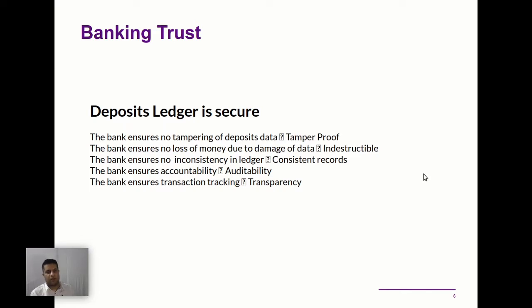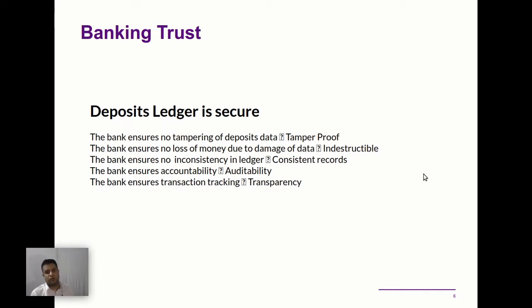All of what we said around legislation and IT support primarily maintains this banking trust, or the trust that your money is never going to be destroyed, your money is never going to be tampered with. And the way that security is maintained is by securing this specific ledger. What banks ensure is that no one should be able to tamper with this deposits data. No one should be able to damage this data, or there should not ever be any inconsistency in this ledger.